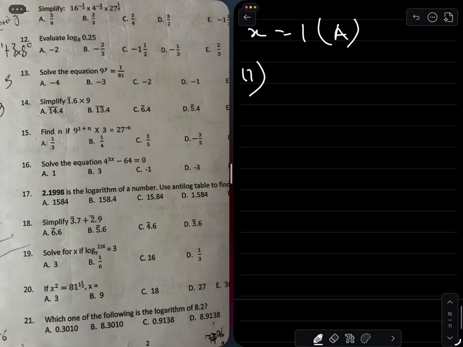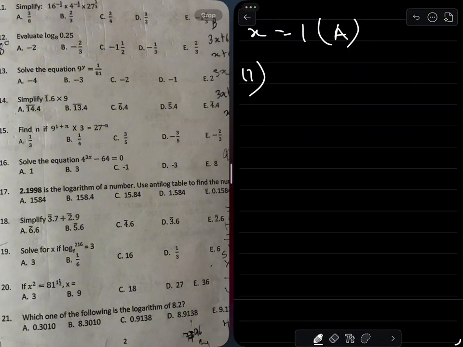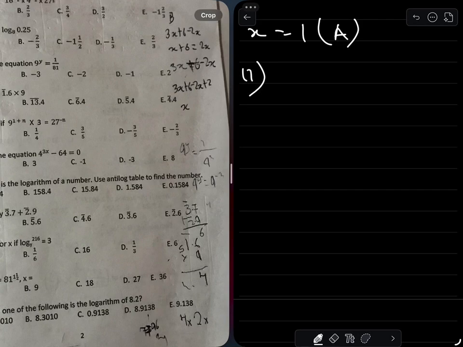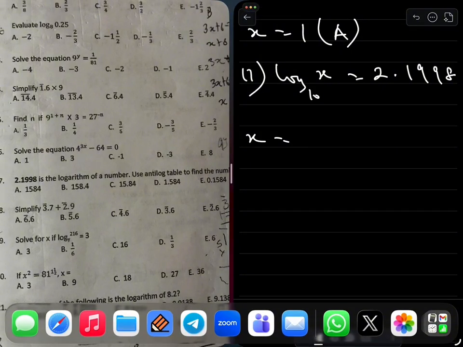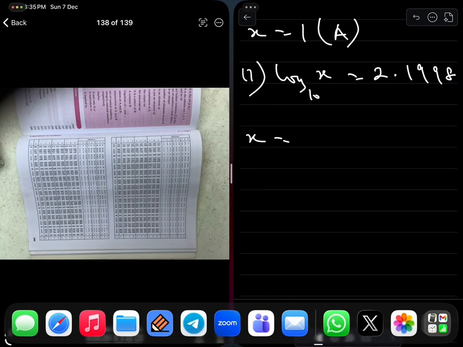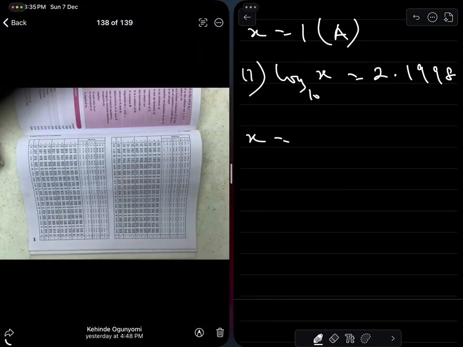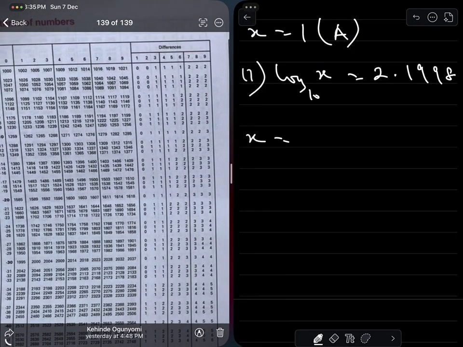Number 17. What does that say? 2.1998 is the logarithm of a number. Use the anti-logarithm table to find the number. To know that number, let's do it this way. Let the number be x. Log x base 10 is 2.1998. So that means to find x, you go to the table of anti-logarithms and check anti-log 19 under 9, difference 8. Do you understand? Under 9, difference 8.